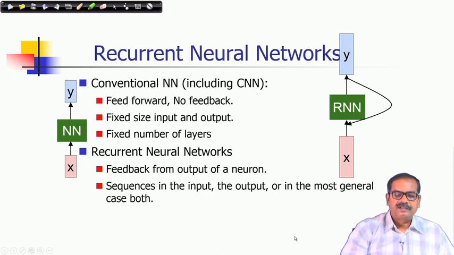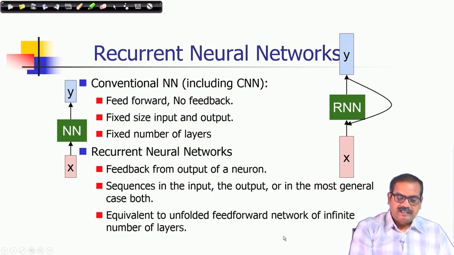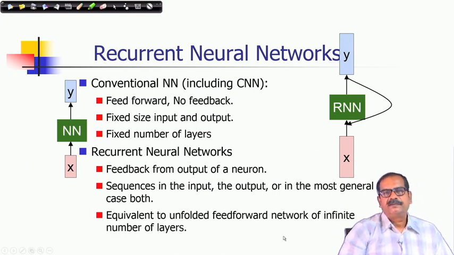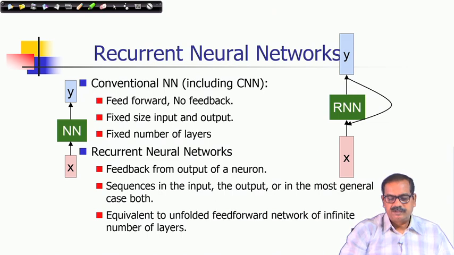A conventional neural network has a fixed number of layers, and since there is feedback, a recurrent neural network can actually simulate an infinite number of feed forward networks. It can unfold into an infinite number of layers. So, this is the characteristic of recurrent neural networks.